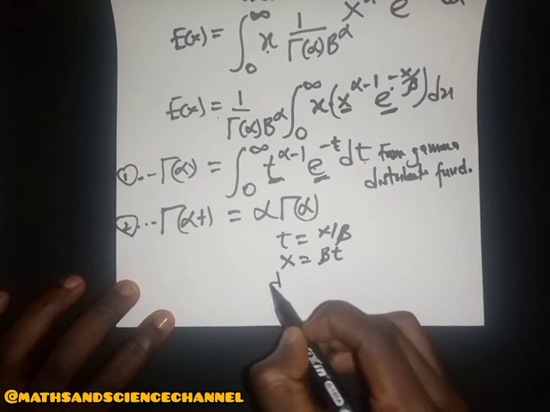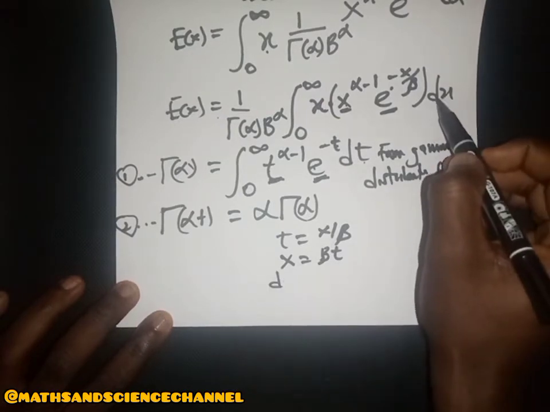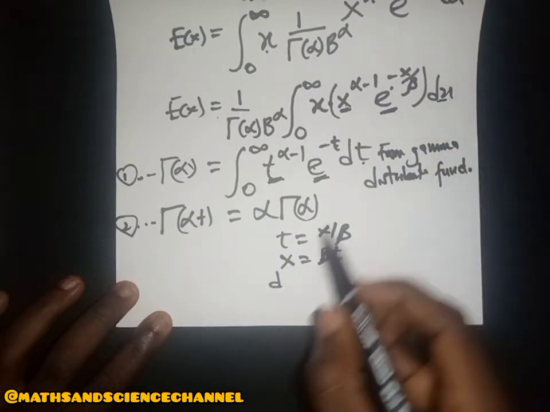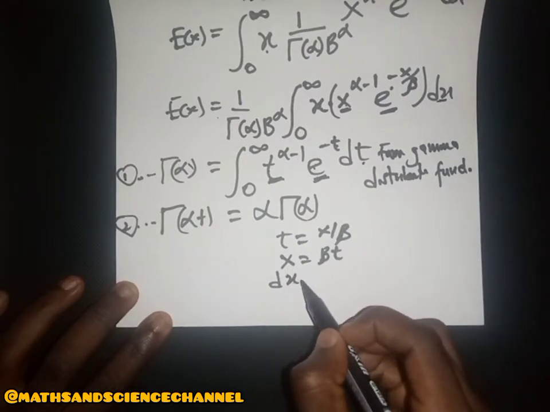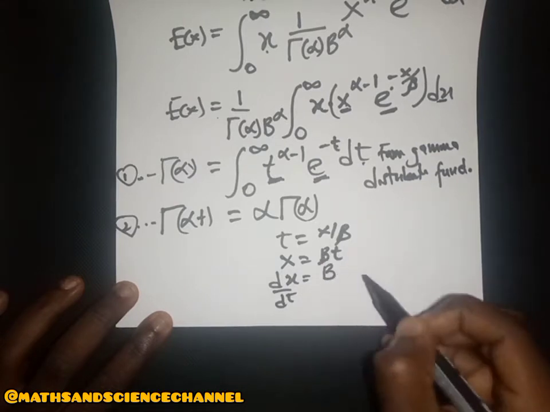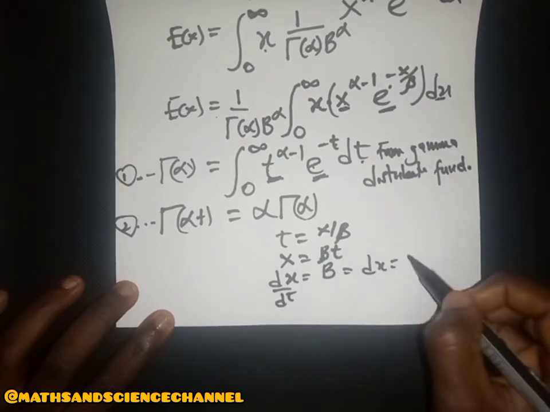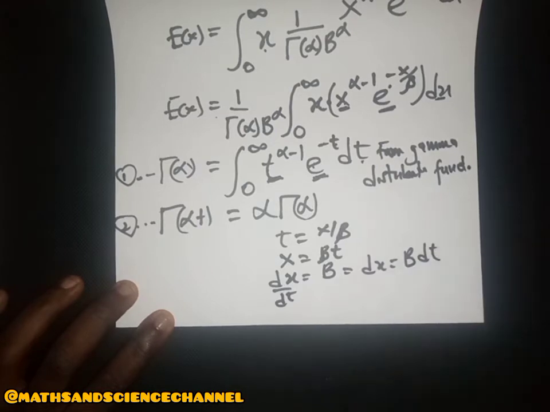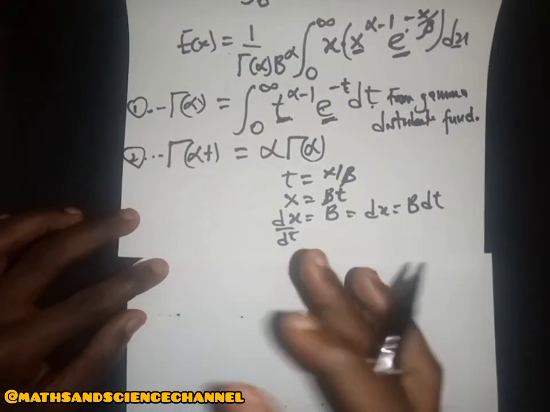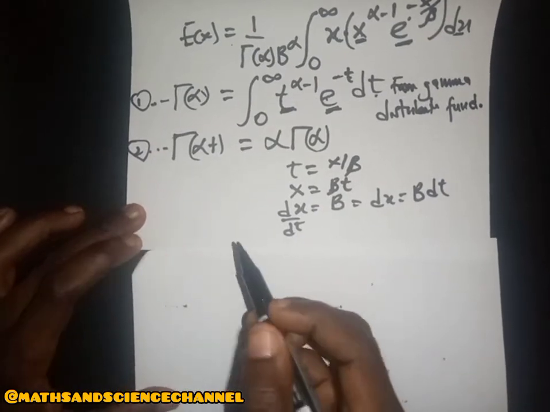And what we'll do next is to differentiate x, because we want to write everything in terms of dt. So we have to find what the dx is. Differentiating x with respect to t here is just going to be beta. So therefore the dx here will be equal to beta dt. So from here, since we have beta dt, what we are going to do next is just substitute everything into it.